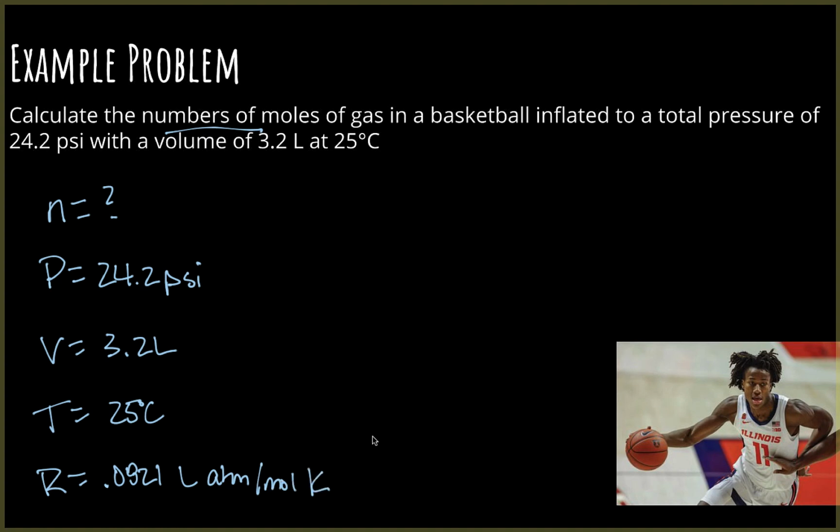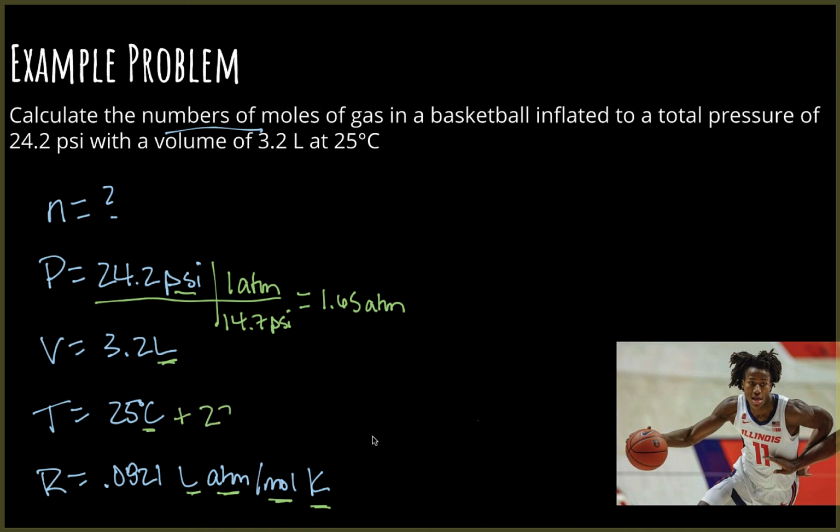Okay, so before I can solve this, I have some issues with my units. This one is okay, because it already has liters, but psi has to be changed to atm. So we're going to use those pressure conversions that we talked about the other day. For every 1 atm, there's 14.7 psi. So that gives me 1.65 atm of pressure. And then moles is what we'll end up having as our final unit. Temperature has to be in Kelvin. Right now it's in Celsius. So like we talked about before, we're going to add 273. So my temperature is 298 Kelvin.